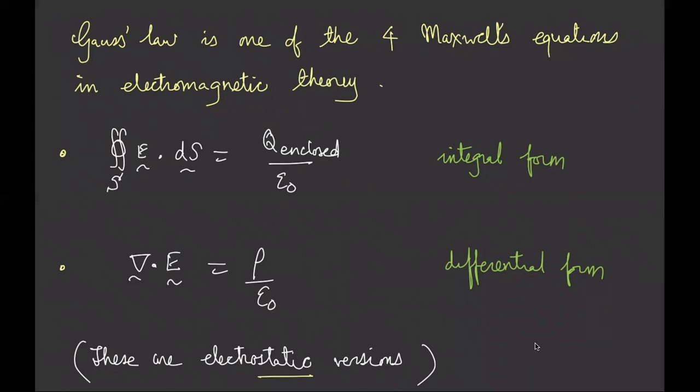And I should mention that these are the electrostatic versions, so there's no change in the charge. If the charge was changing with time, if there was a current flow, for example, then there's going to be a magnetic field associated with this. So these are the Maxwell's equations for the static situation. Okay, so that's a bunch of examples related to the divergence theorem.